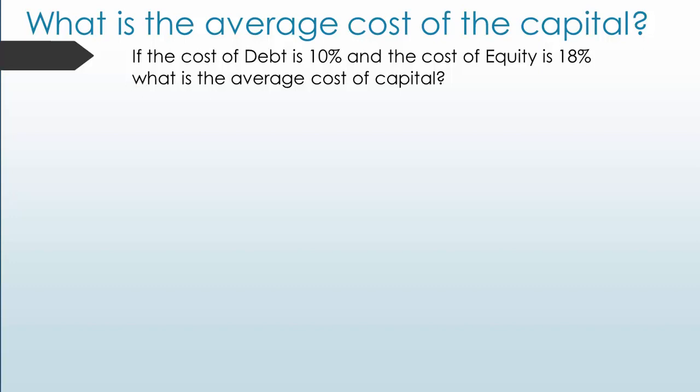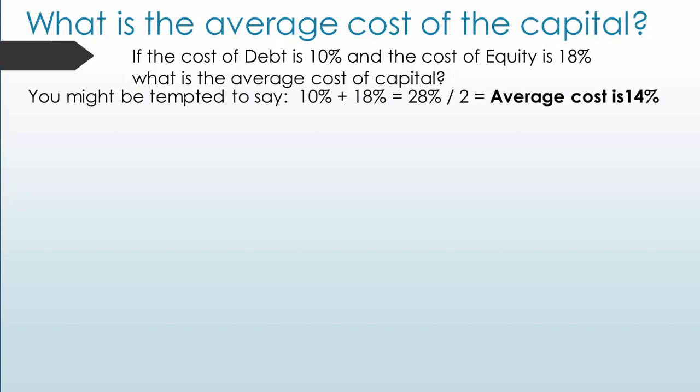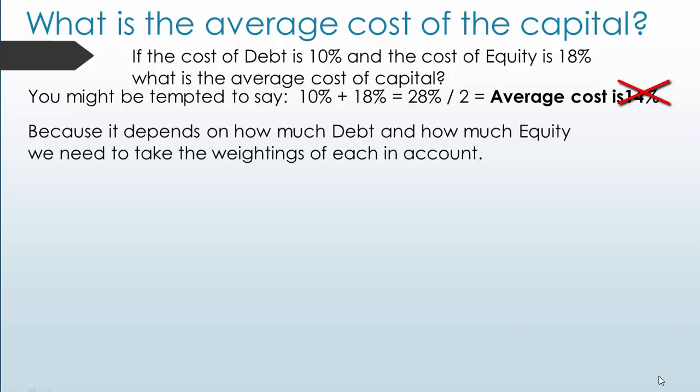And I know that some of you are going to say, well, this is easy. And you might be tempted to say, we'll take the 10% plus the 18%, which gives us 28%. We'll divide it by 2 and we get your average cost of capital is 14. But that is wrong. And you might say, but why? It's wrong because it depends on how much debt and how much equity we need. So we need to take the weightings into account.